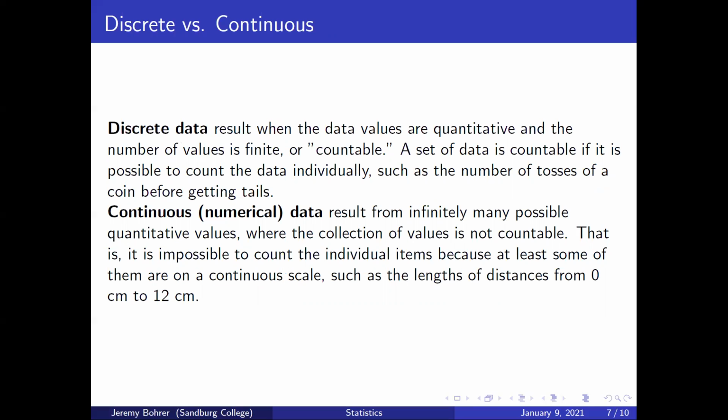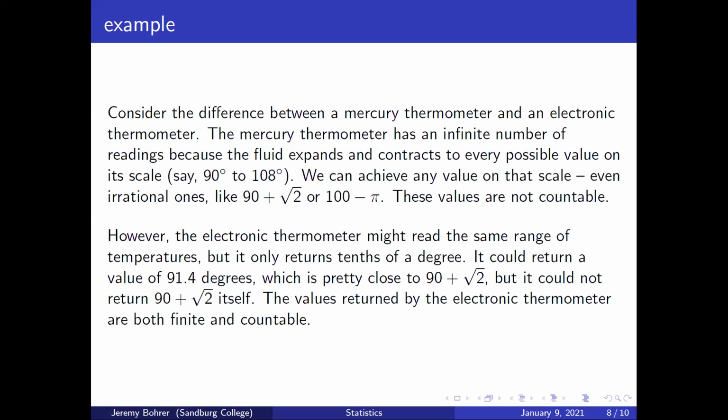Discrete data result when the data values are quantitative and the number of values is finite or countable. A set of data is countable if it is possible to count the data individually, such as the number of tosses of a coin before getting tails. Continuous or numerical data result from infinitely many possible quantitative values, where the collection of values is not countable. That is, it is impossible to count the individual items because at least some of them are on a continuous scale, such as the lengths of distances from 0 centimeters to 12 centimeters.